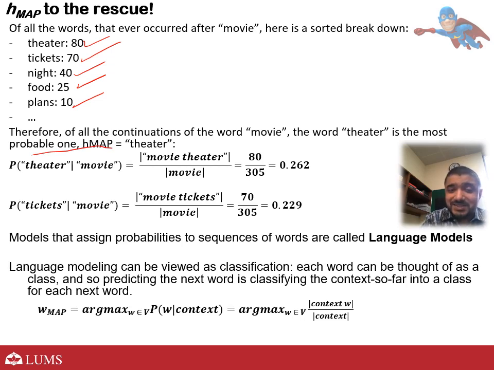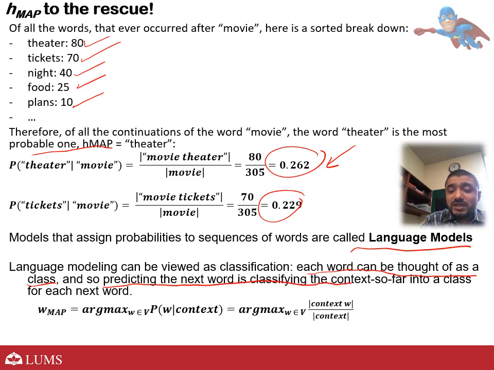आपने सबके लिए ये वाली जो probability निकाली और सबको निकालने के बाद आपके पास जो हाईएस्ट प्रोबेबिलिटी आ रही है वो आ रही है थिएटर के लिए. आप इसको फुल फॉर्म ऑफ बेस थ्योरम से भी निकाल सकते थे जैसे हम पहले निकालते आए हैं, बस सिर्फ उसमें आपके डिनोमिनेटर के अंदर वो डालने की भी जरूरत नहीं है, एविडेंस फिर भी चल जाएगा. So models that assign probabilities to sequences of words are known as language models, जिसकी अभी हमने इससे पहले बात कर ली है. Language modeling can be viewed as classification, जैसे हमने बात की थी. Each word can be thought of as a class, and so predicting the next word is classifying the context so far into a class for each next word.